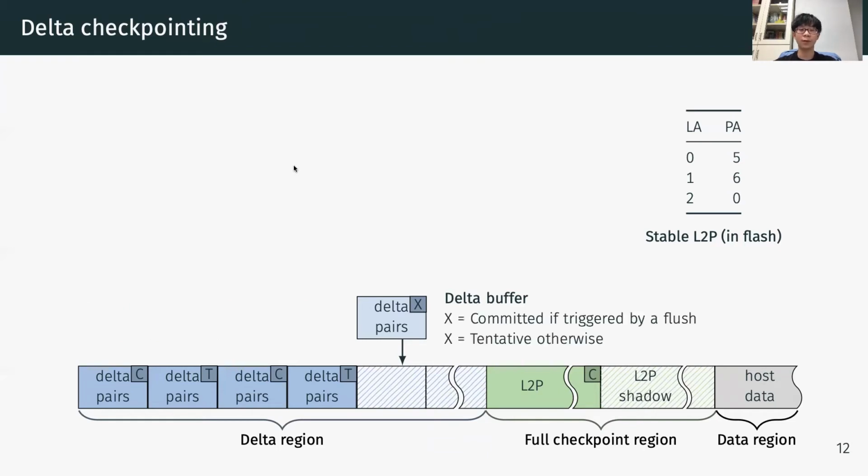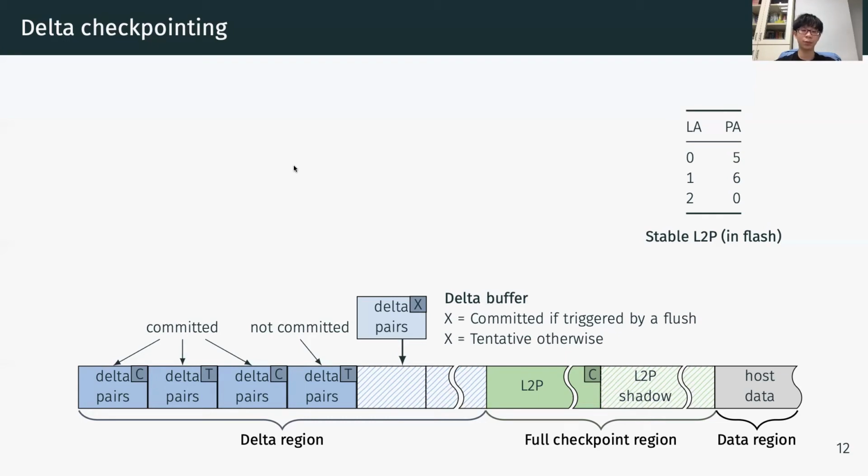When the buffer is full, SCFTL stores the buffer pairs along with the tentative flag in a page located in the reserved region. When SCFTL receives a flush, it also stores the buffer pairs in flash. But this time, the page is tagged with a committed flag. A committed flag activates all previous delta pairs, meaning that all delta pairs prior to the committed tag are considered committed. For instance, in the example, the first 3 pages of delta pairs are all committed, while the last page of delta pairs is not.